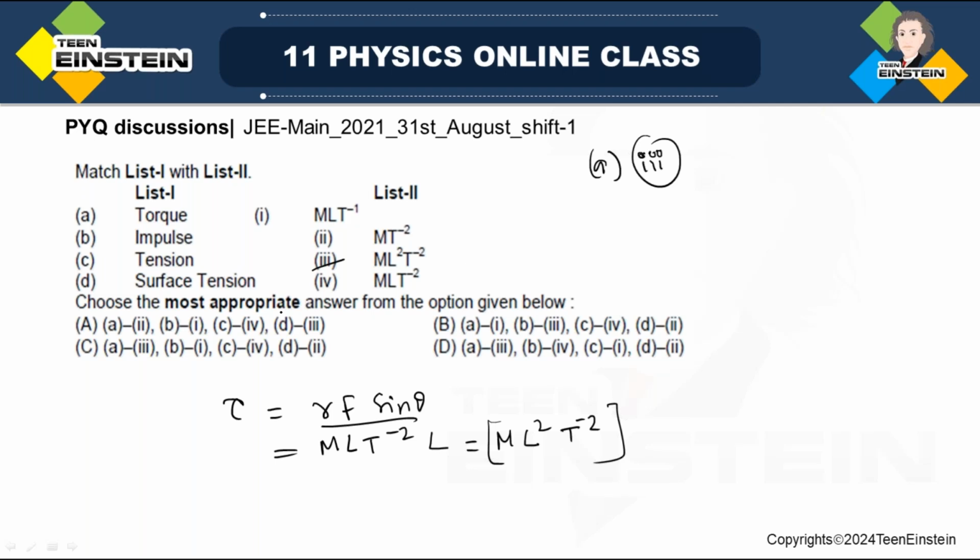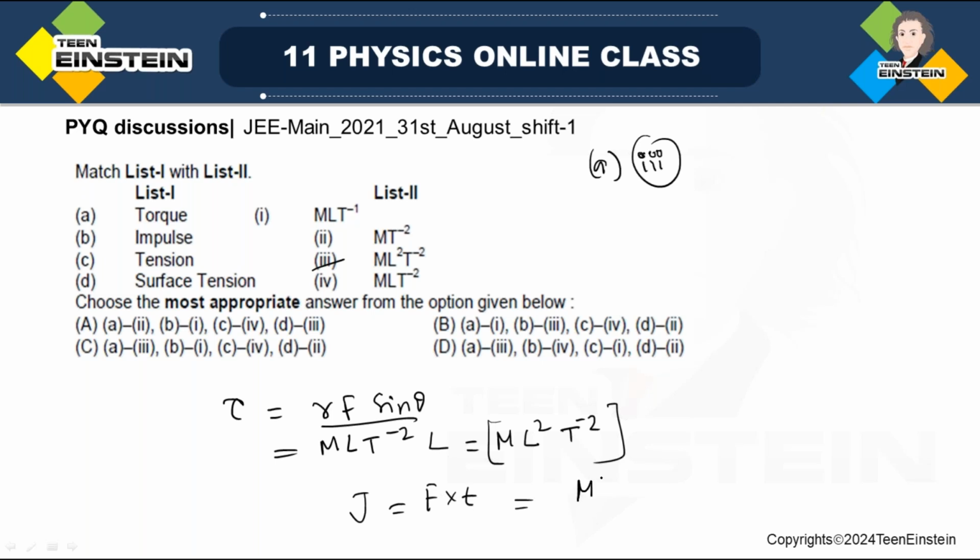All right, now let us go for the impulse. Impulse we can do in two ways. Impulse is F into T, force into time. Impulse is denoted by I or J. Let me denote that with J. So J is actually F into T, force into time.